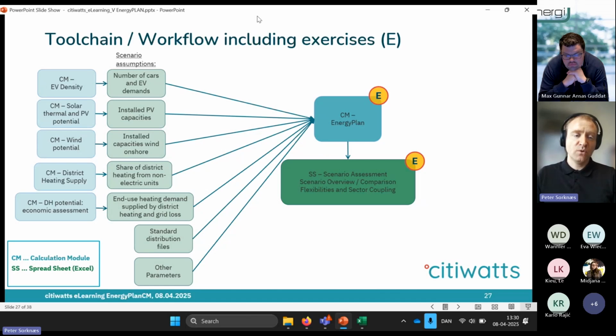And in it, I am actually only connecting to 2 of the tools because I have some statistical data I'm building on. So the 2 tools are the PV capacity one, the CM solar, thermal, and PV potential, and then the CM wind potential for the potentials to install onshore wind power. So that's the only 2 tools I use in this.